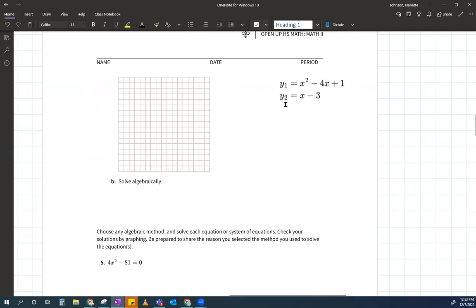The way substitution works is you set one of the variables equal to that. Because this equals this, I can plug all of that into this. And some of you are thinking, Ms. Johnson, does it matter that it's y1 and y2? Not for our substitution, because all I'm trying to do is find where they intersect. So again, instead of writing y, I'm going to write x minus 3 equals x squared minus 4x plus 1.